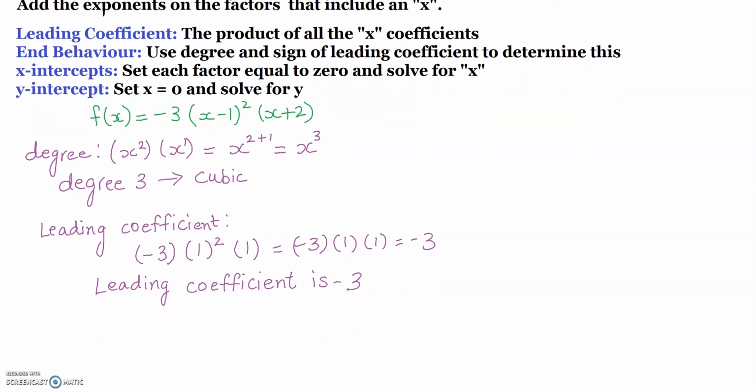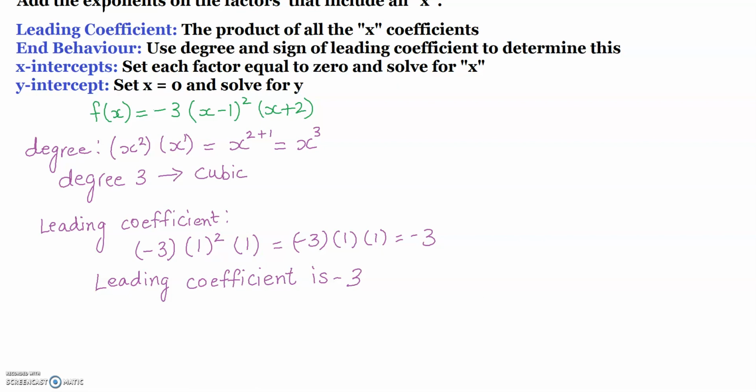Now we're going to find out the end behavior. The definition is use degree and sign of leading coefficient to determine this. So since we know that it's a cubic with a negative leading coefficient, it extends from quadrant 2 to quadrant 4. So I can write here end behavior. Again, I will repeat. It's a cubic function with a negative leading coefficient, which is -3, extends from quadrant 2 to quadrant 4.